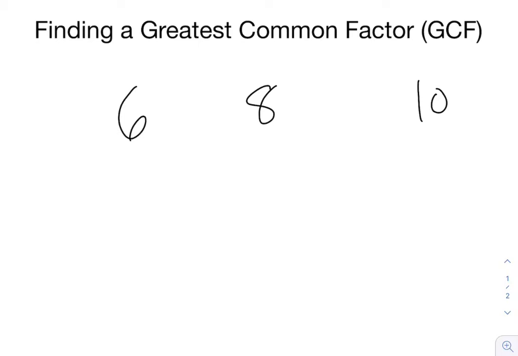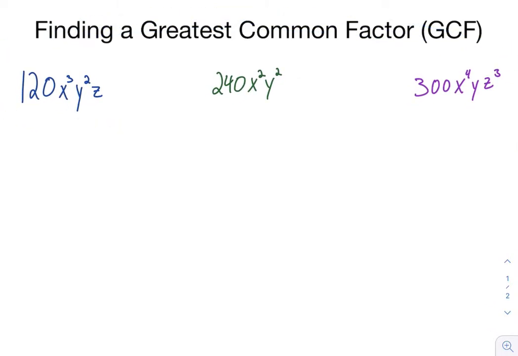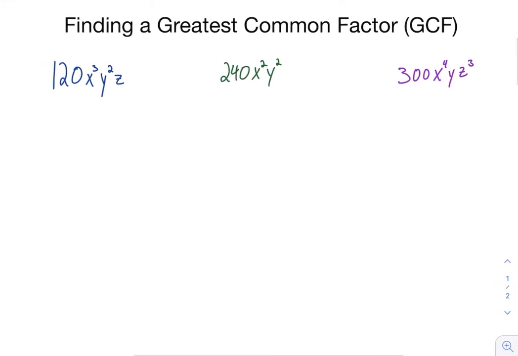So let's find something a little harder than 6, 8, and 10. Here we have 3 different terms. We're also including variables, because that's something you'll probably have to do when looking at quadratics or polynomials and start factoring those out. So here we have 3 different terms, and common has to be common in all 3 of them.